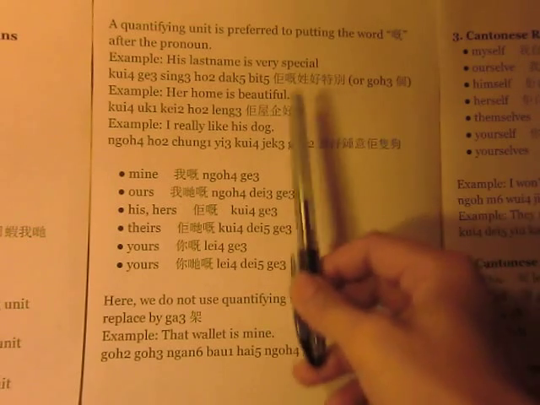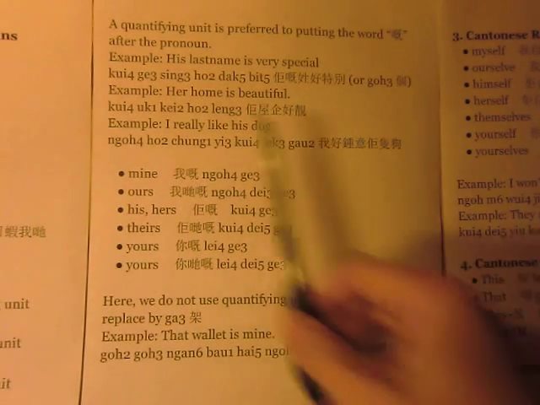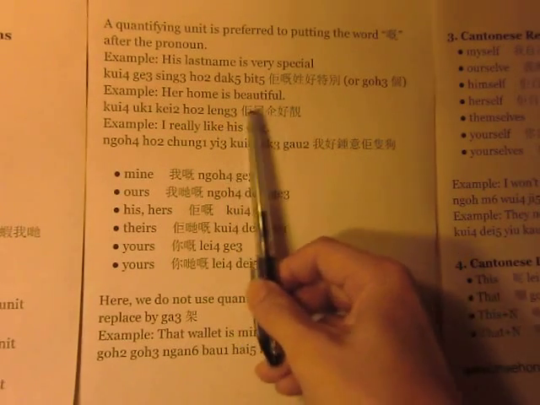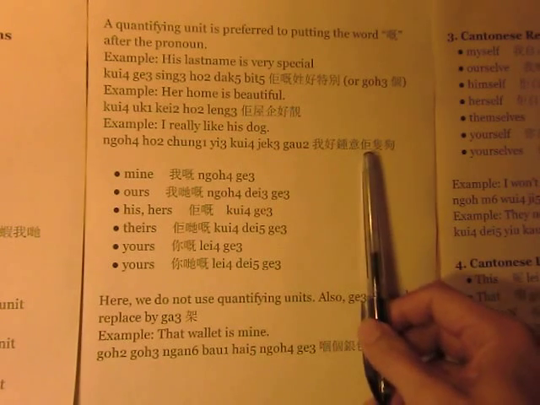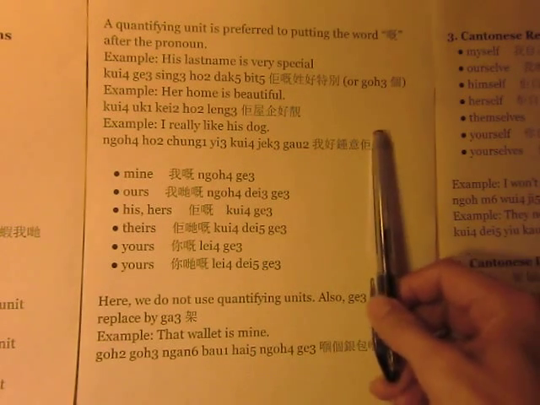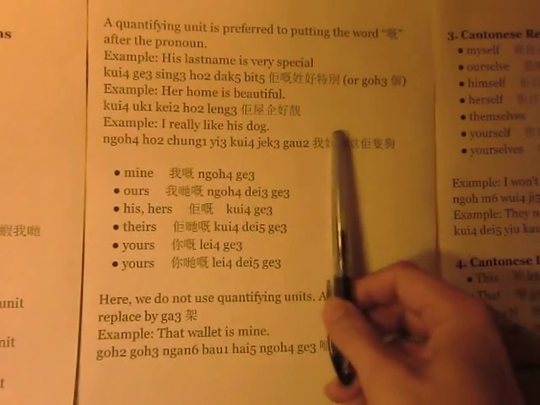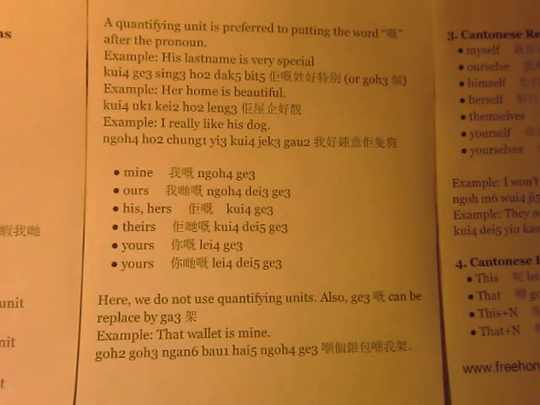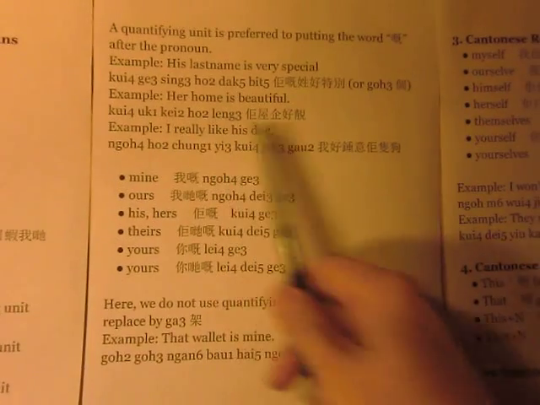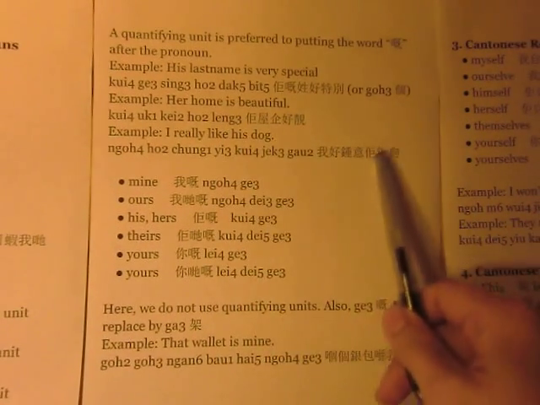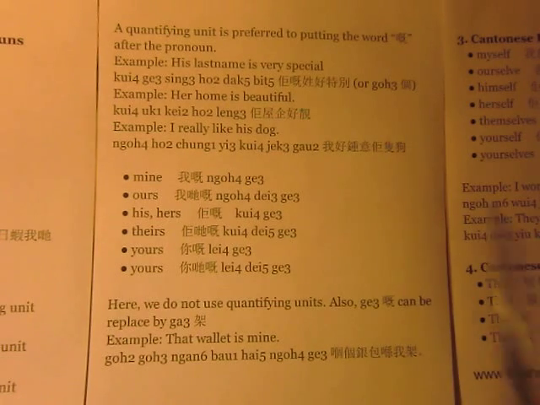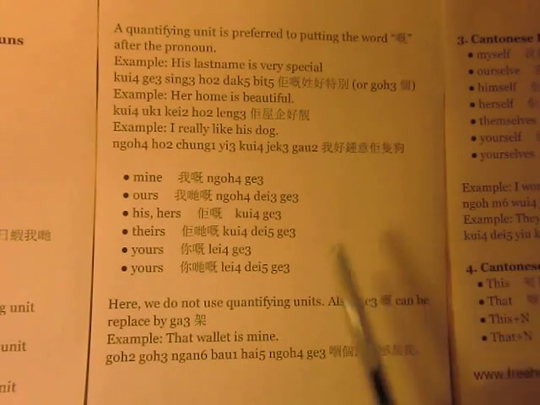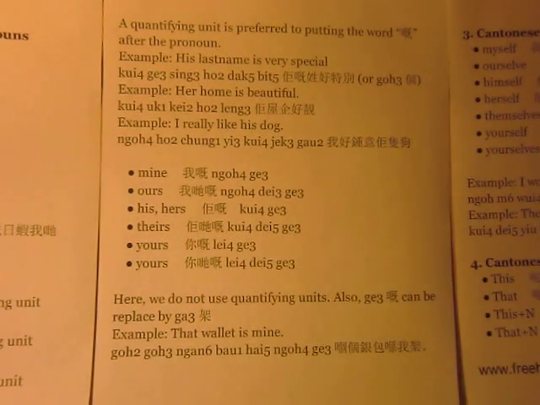佢間屋企好靚, 佢屋企好靚. Okay. And a third example, I really like his dog. His dog, dog is quantifiable. That's why we have 佢隻狗. 一隻 is the quantifying unit. Like 中意, really like, 好中意. I really like his dog. 我好中意佢隻狗. Love can also be referred to by 中意. So 中意 is either love or like. I'll let you figure out the pronunciation by yourself.